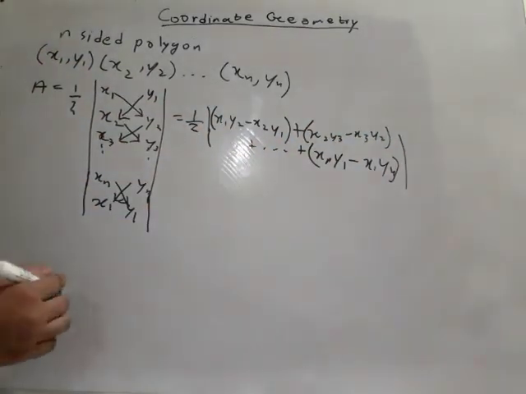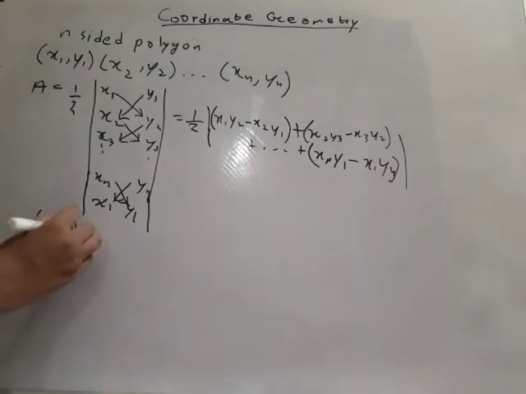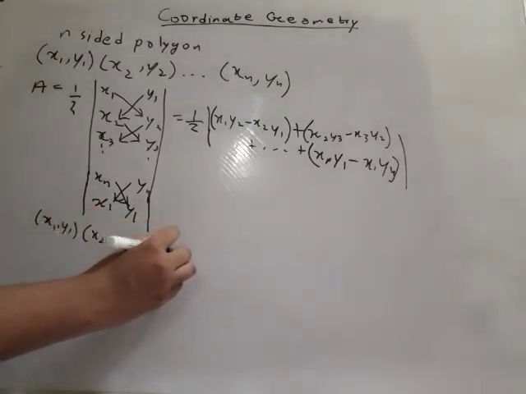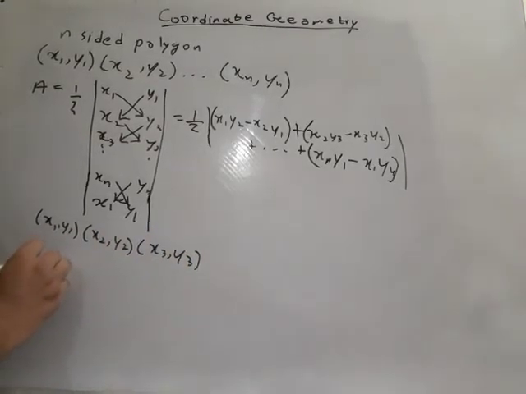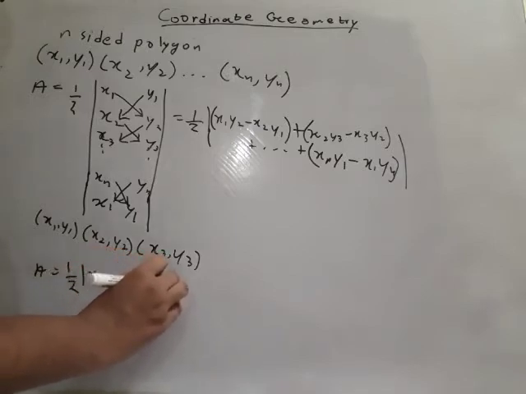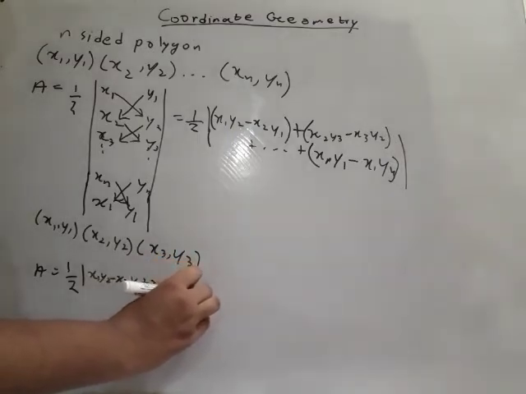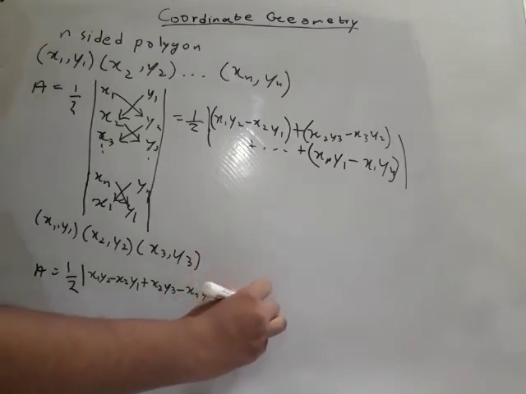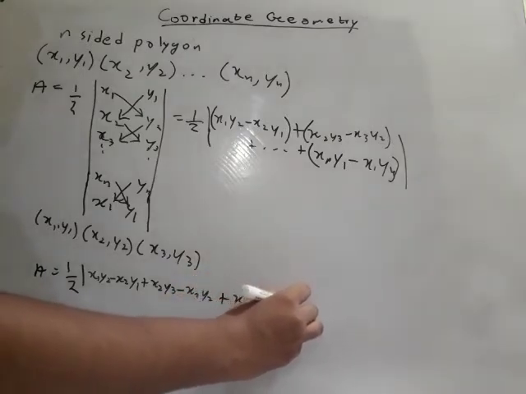If we are told to find the area of a triangle, a triangle has three vertices. Let us take x1 y1, x2 y2 and x3 y3. The area will come out to be 1 by 2 mod of x1 y2 minus x2 y1 plus x2 y3 minus x3 y2 plus x3 y1 minus x1 y3.